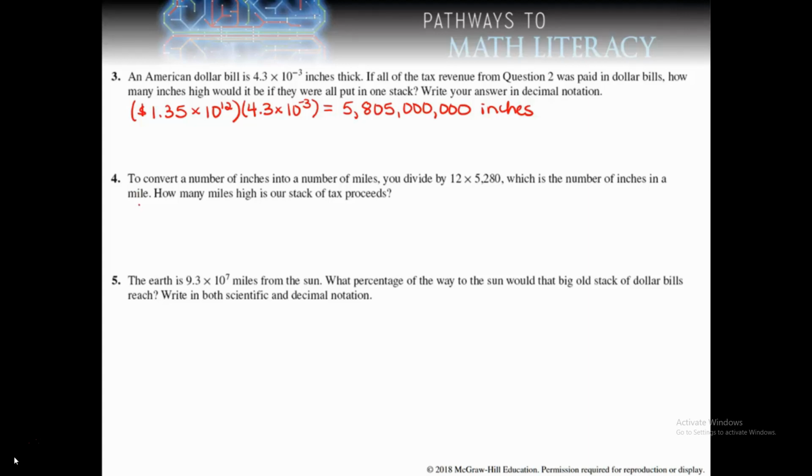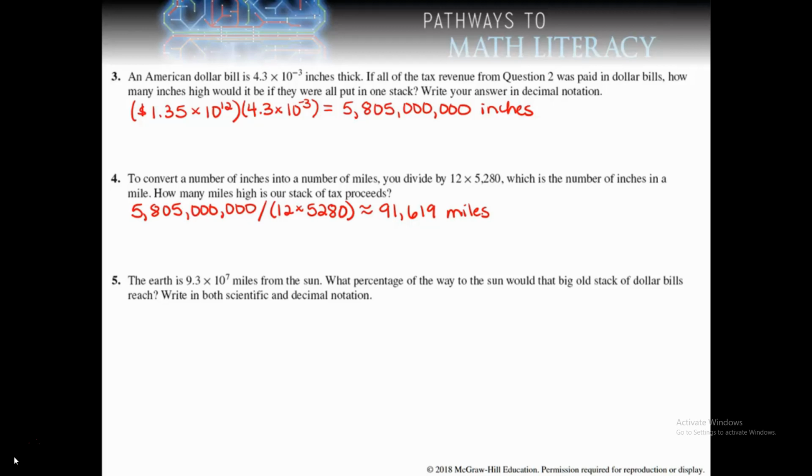So we're going to take our 5,805,000,000 inches, and we're going to divide it by 12 times 5,280. And be sure when you're putting that in your calculator to put parentheses around the 12 times 5,280. That's going to come out to about 91,619 miles.